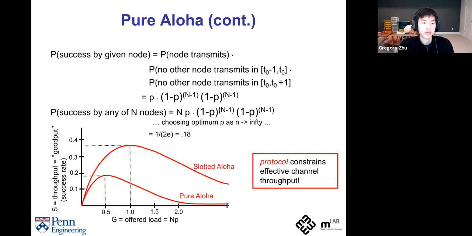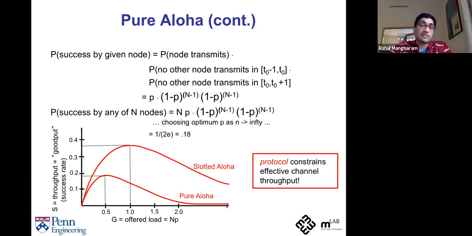Is the problem that we don't know when there's going to be collisions, so we have to keep sending until we can get it through? Yeah, so that wastes a lot of time. That's a good point. So let's go from that observation, right? We don't know when. What do we know before we transmit?